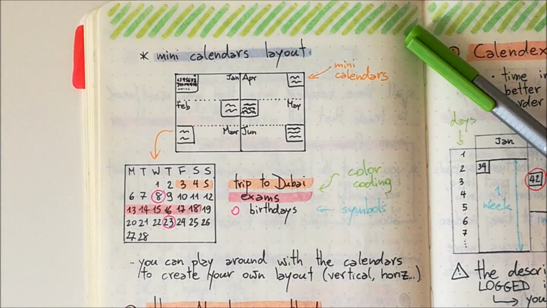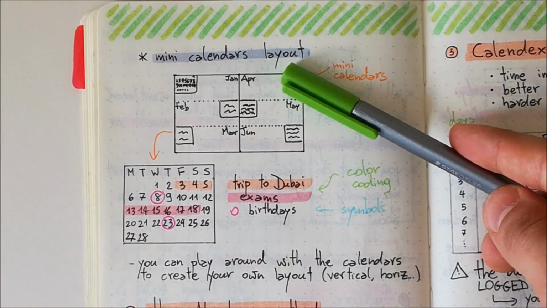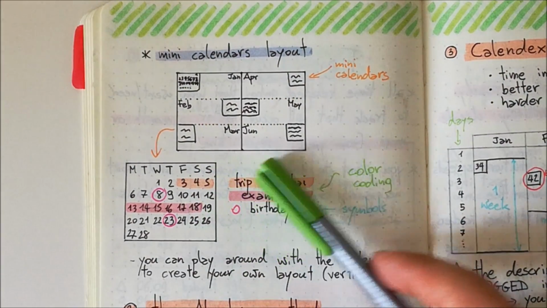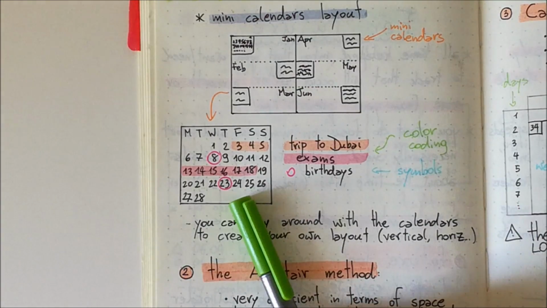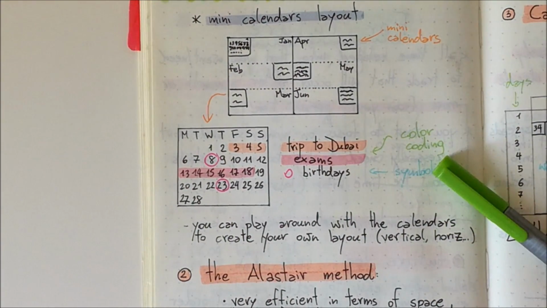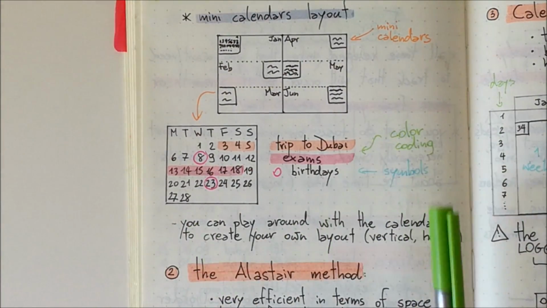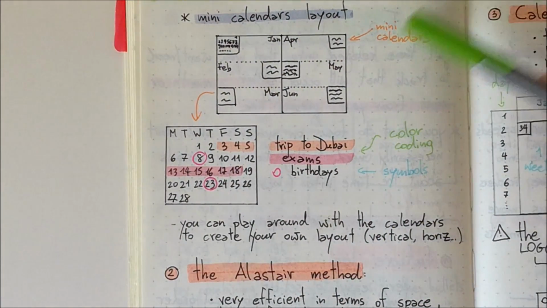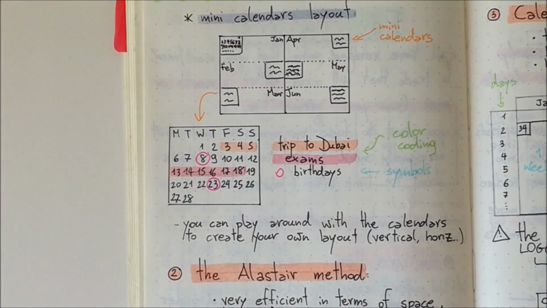However, the most commonly used future log is the one that combines the traditional view plus the mini calendar. Here you have the 2-page spread, and as you can see, you add the mini calendars. And if we focus on the monthly calendar, as you can see, you can use color coding as symbols for better logging your time information. And of course, you can play around with the calendars. You can make your future log horizontal, vertical, circular, whatever.